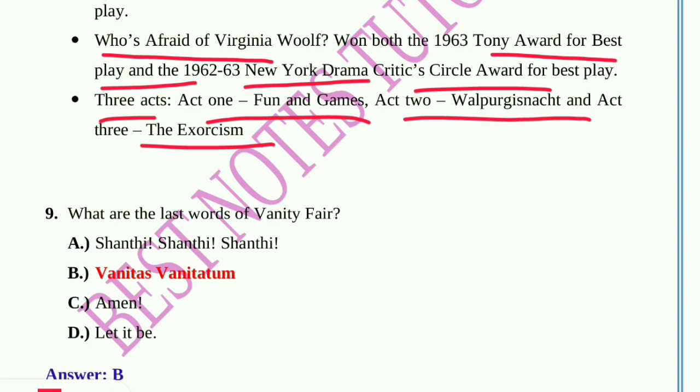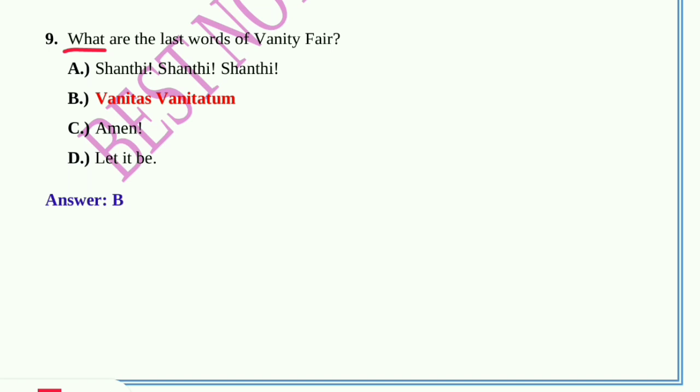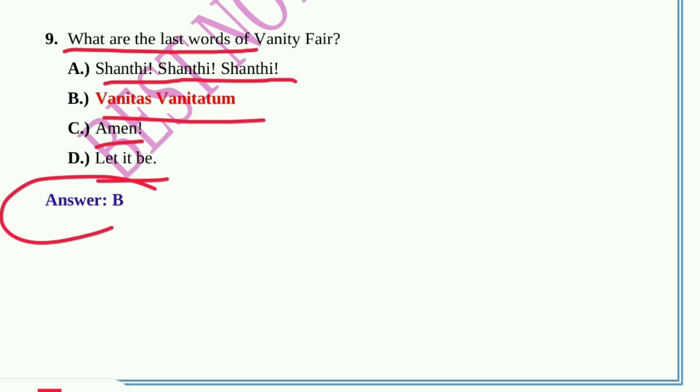Question number 9. What are the last words of Vanity Fair? Shanti, shanti, shanti, vanitas vanitatum, amen, or let it be. Your option B, that is vanitas vanitatum, is the answer.